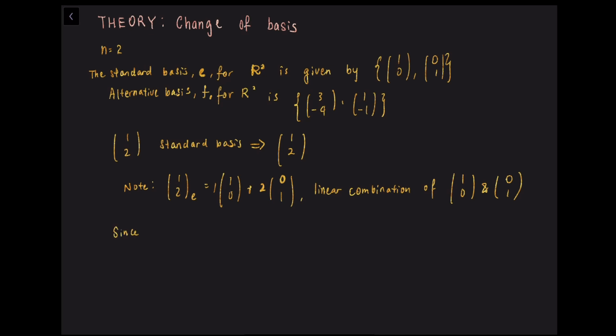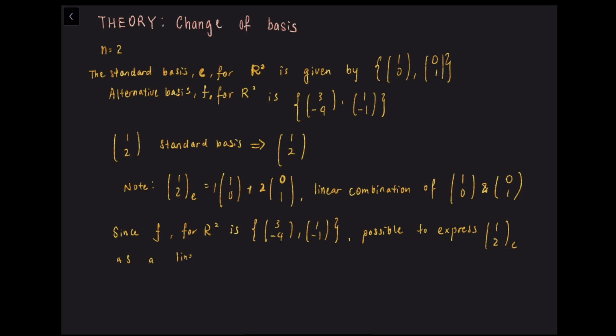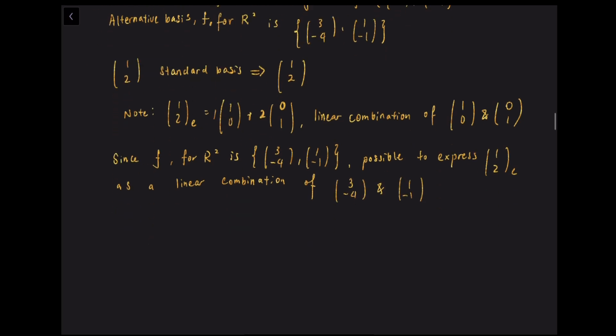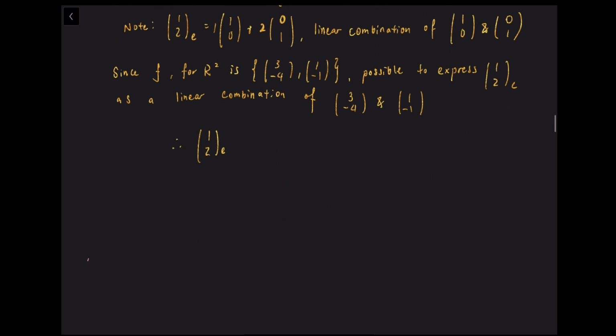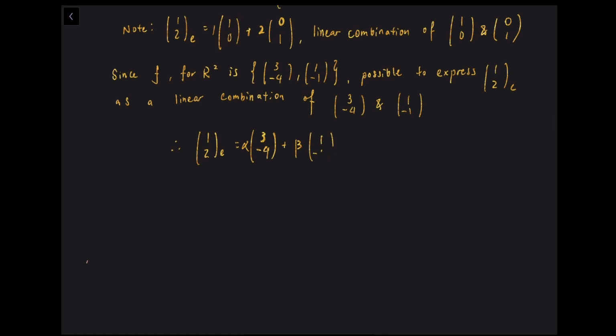Since an alternative basis F for R2 is (3, -4) and (1, -1), it must be possible to express (1, 2) as a linear combination of the basis vectors (3, -4) and (1, -1). Thus, (1, 2) equals alpha times (3, -4) plus beta times (1, -1). Or you can rewrite it in matrix form, which is like that.